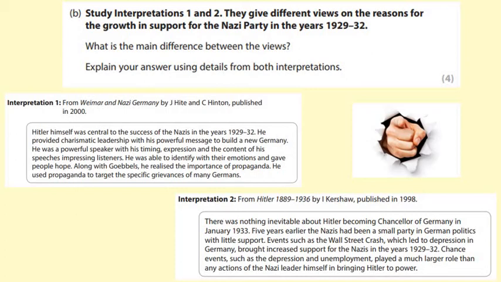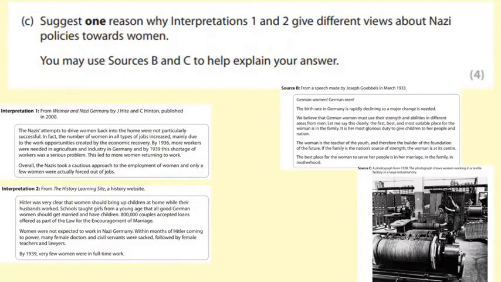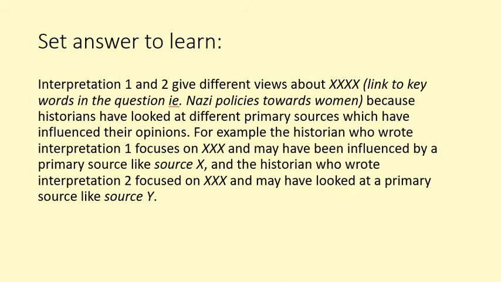Let's move on now to question 3C. 3C will always ask you to suggest a reason why interpretations have different views. So essentially it's asking, why do historians have different arguments? Now for this particular question, you can learn a set answer for this. So have a look at this set answer, pause the video, and make sure you write this down because you will need to learn this and you can apply this to any question 3C in this exam.